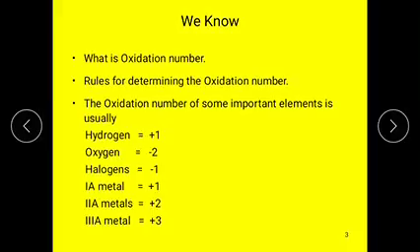For second A group metals, we take the group number as the oxidation number. That is beryllium, magnesium, calcium, strontium, barium, radium. When these are combined with any element, we take it as plus 2.